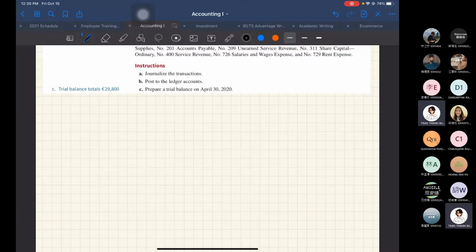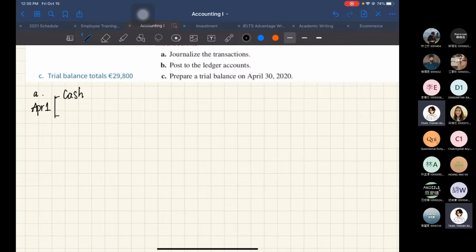Anyone? Which account are we going to use? Cash and share capital. Share capital and what? Anything else? Cash. You're missing one important part. We need to determine share capital ordinary, because later on you're going to study about share capital ordinary and preference. So please don't forget that. I'm going to write here.